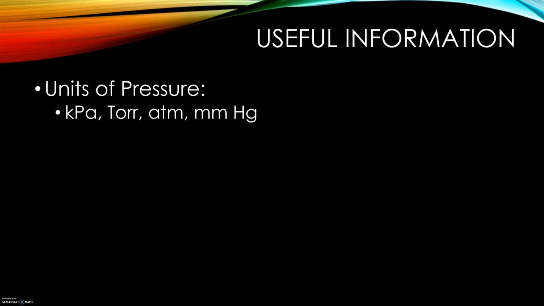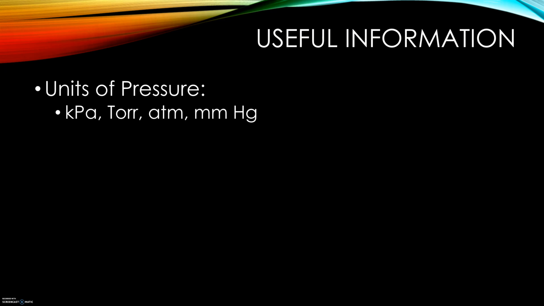So, starting off, units of pressure. Some of you may already be familiar with some of these units. We have kilopascals, torr, atmospheres, and millimeter mercury. These are some of the most common units that you will encounter within chemistry. I'm not saying these are the only units out there, but these are the ones you'll encounter the most. So whenever you encounter kilopascals, torr, atmospheres, or millimeter mercury, you can automatically associate the values with these units with pressure.